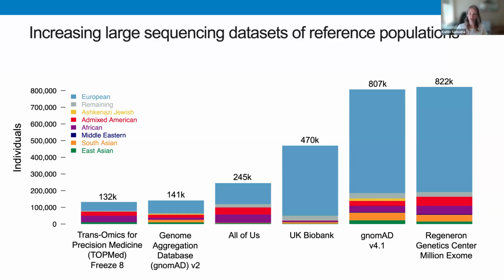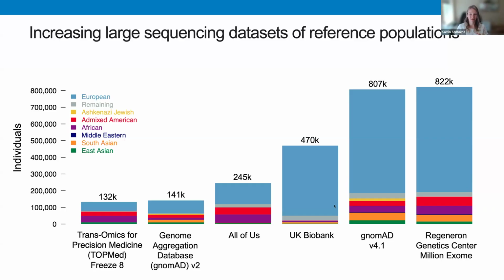The All of Us database is currently at 245,000. UK Biobank, of course, around 500,000. And then gnomAD v4.1, which we'll discuss, around 800,000, and the Regeneron Genetics Center Million Exome dataset, a little over 800,000 as well. You'll see across all of these bars that they are colored, and the coloring here is by genetic ancestry group. So this is really based on genetic similarity to individuals that have been pre-labeled.